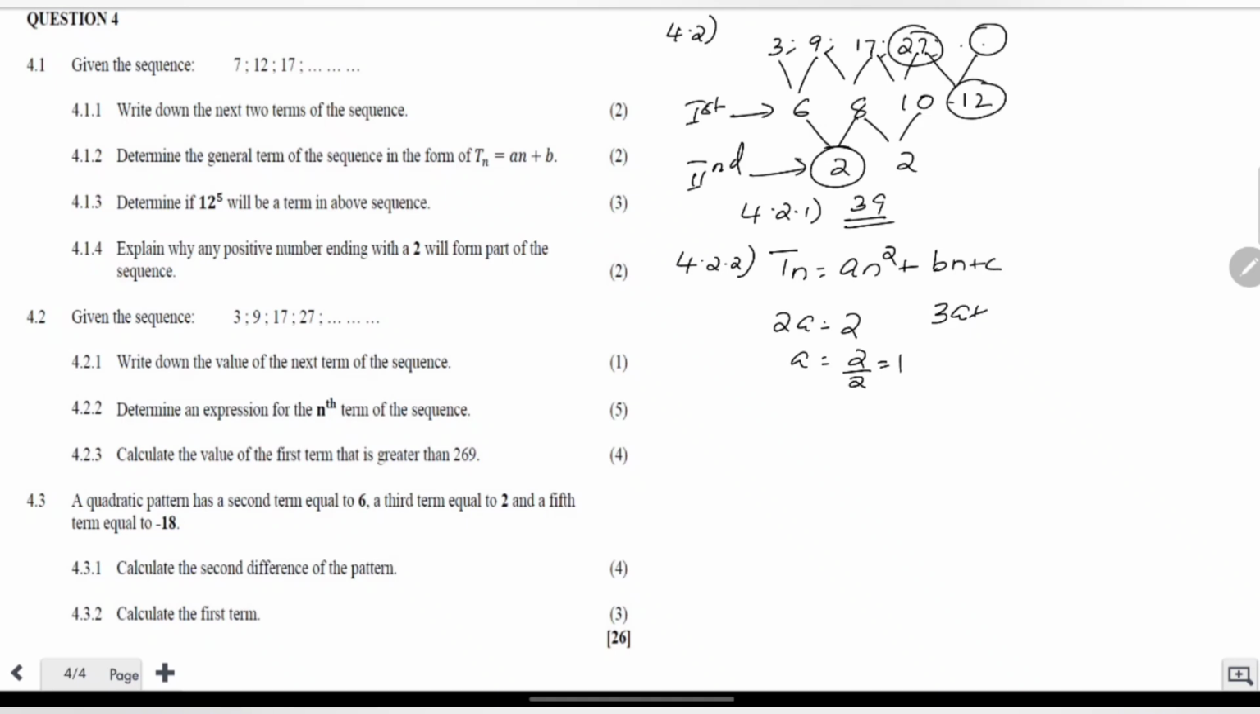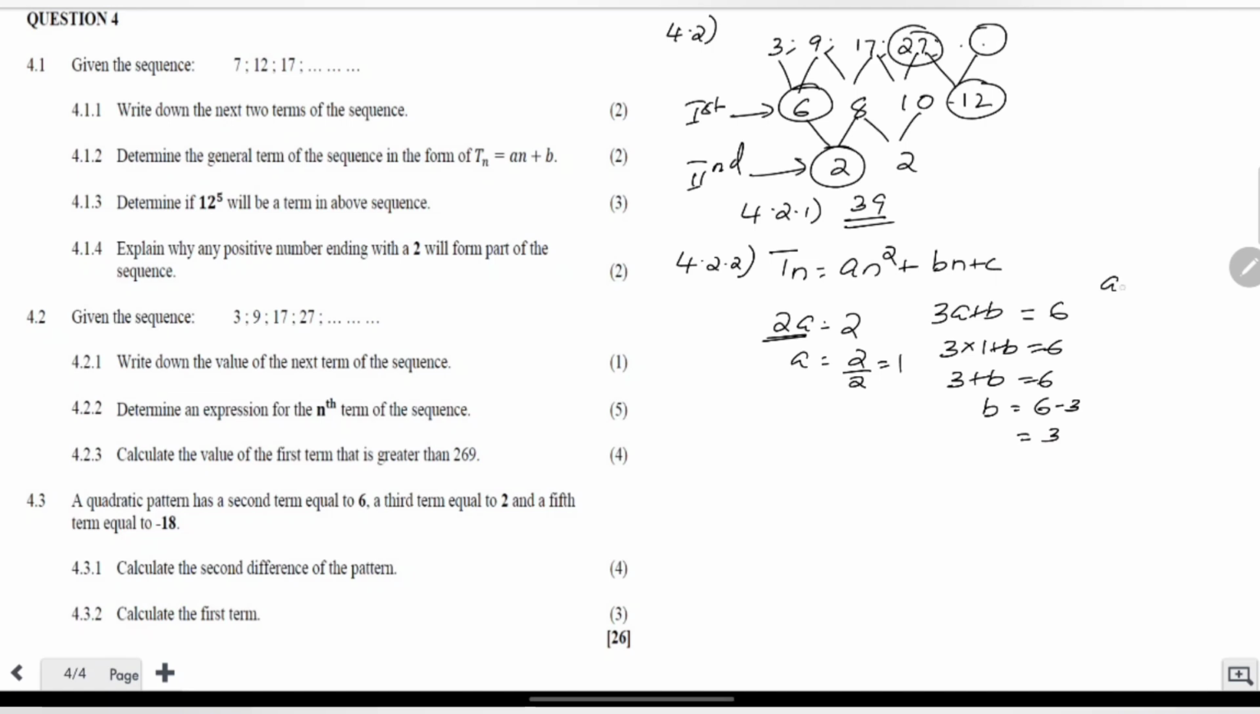The formula is 3a plus b, because 2a was used here. Then 3a plus b is equal to the first term of the linear pattern, isn't it? I mean the first term of the first difference. What is that? 6. So 3 times 1 plus b is equal to 6, because a we found already. That is 3 plus b is equal to 6. That is b is equal to 6 minus 3. The answer is 3 again. 6 minus 3 is 3.